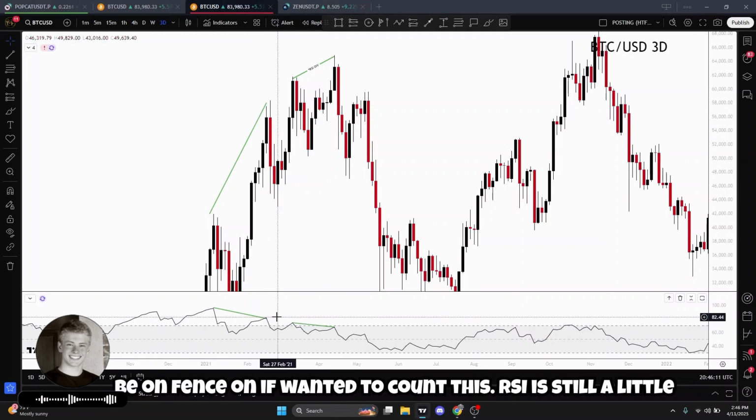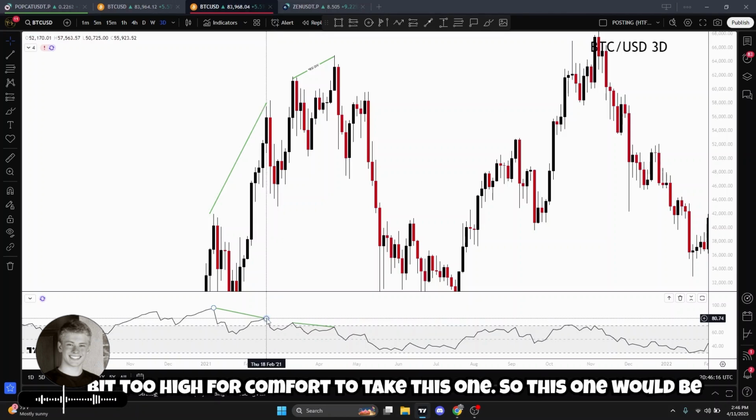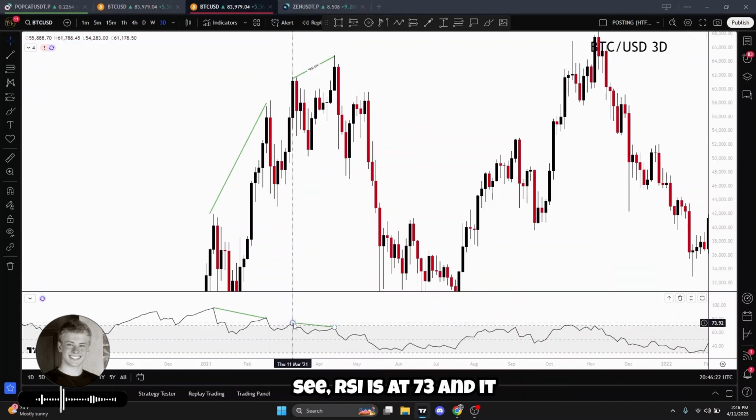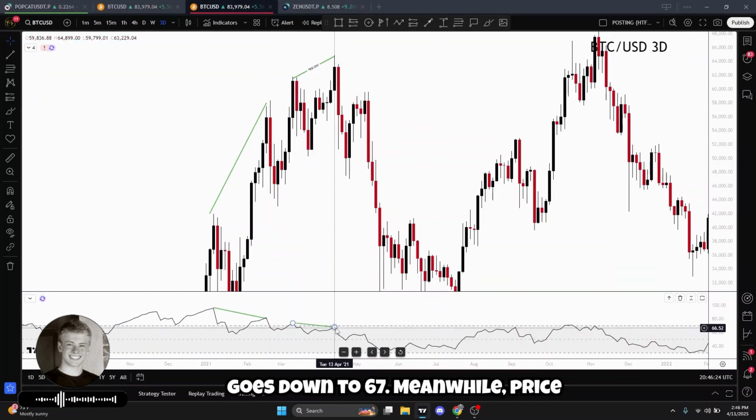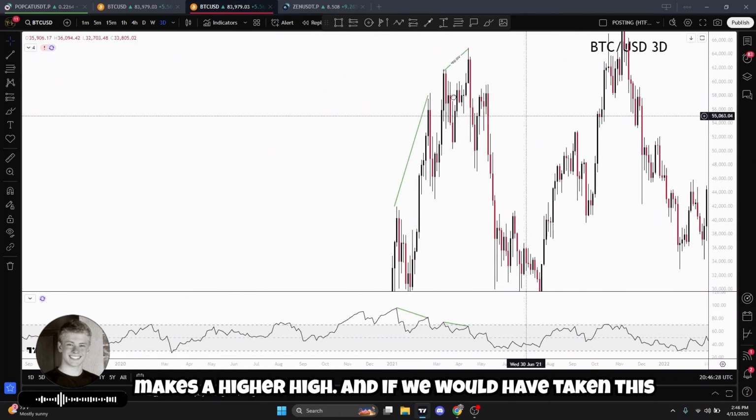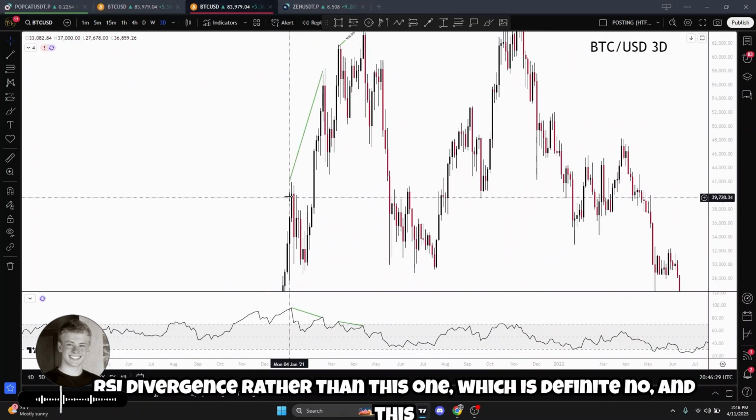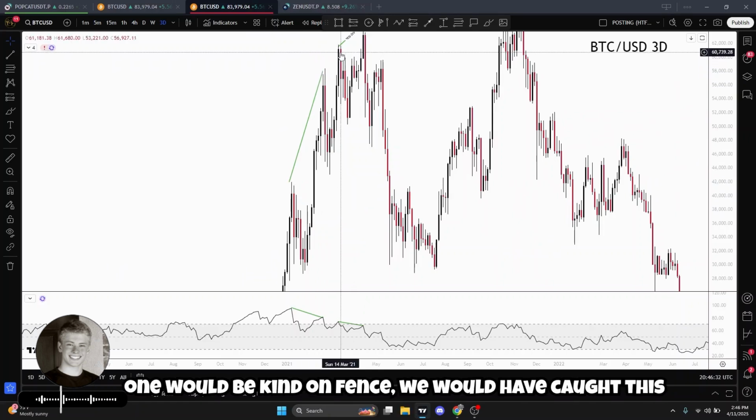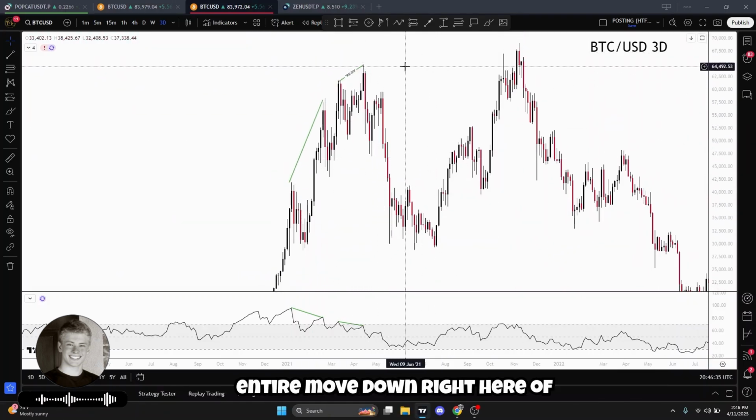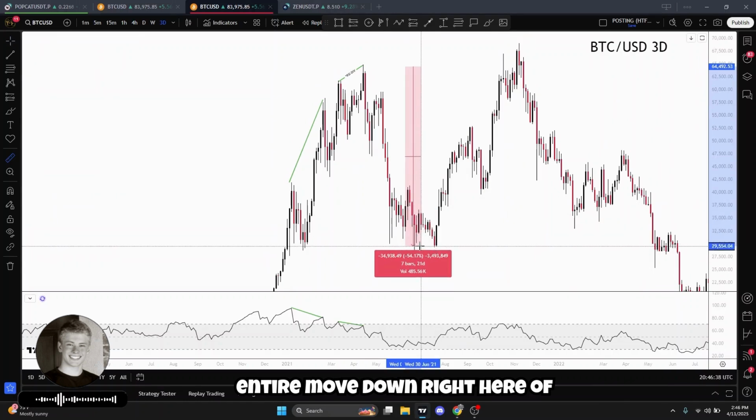This one, I'd be on the fence on whether I'd count it. RSI is still a little bit too high for comfort to take this one, so this one would be a much, much better offer. As you can see, RSI is at 73, and it goes down to 67. Meanwhile, price makes a higher high. And if we would have taken this RSI divergence rather than this one, which is a definite no, and this one would be kind of on the fence, we would have caught this entire move down right here of 54%.